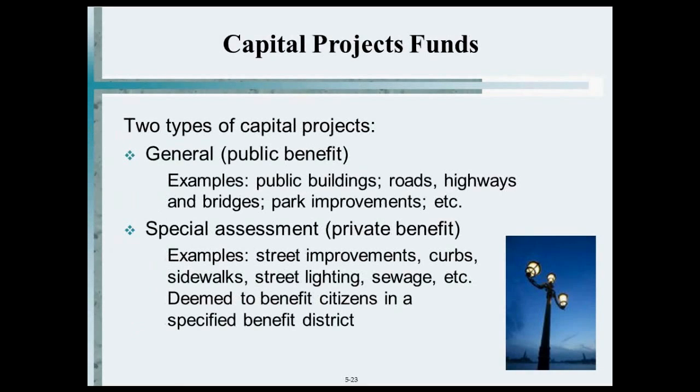All right, now things will get a little easier. Okay, so capital projects. So there are 2 types that we'll talk about. The first one is the one which benefits everybody. And these benefit a subset of people. What could be an example?